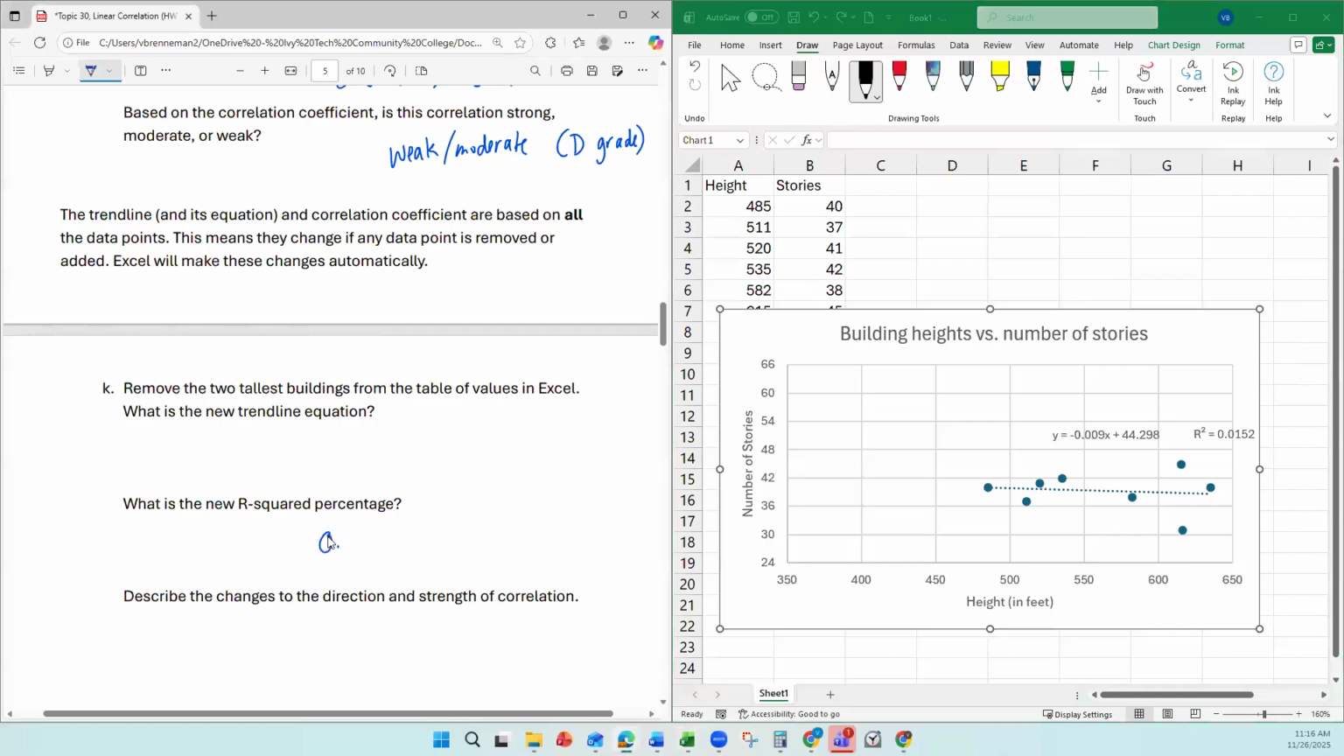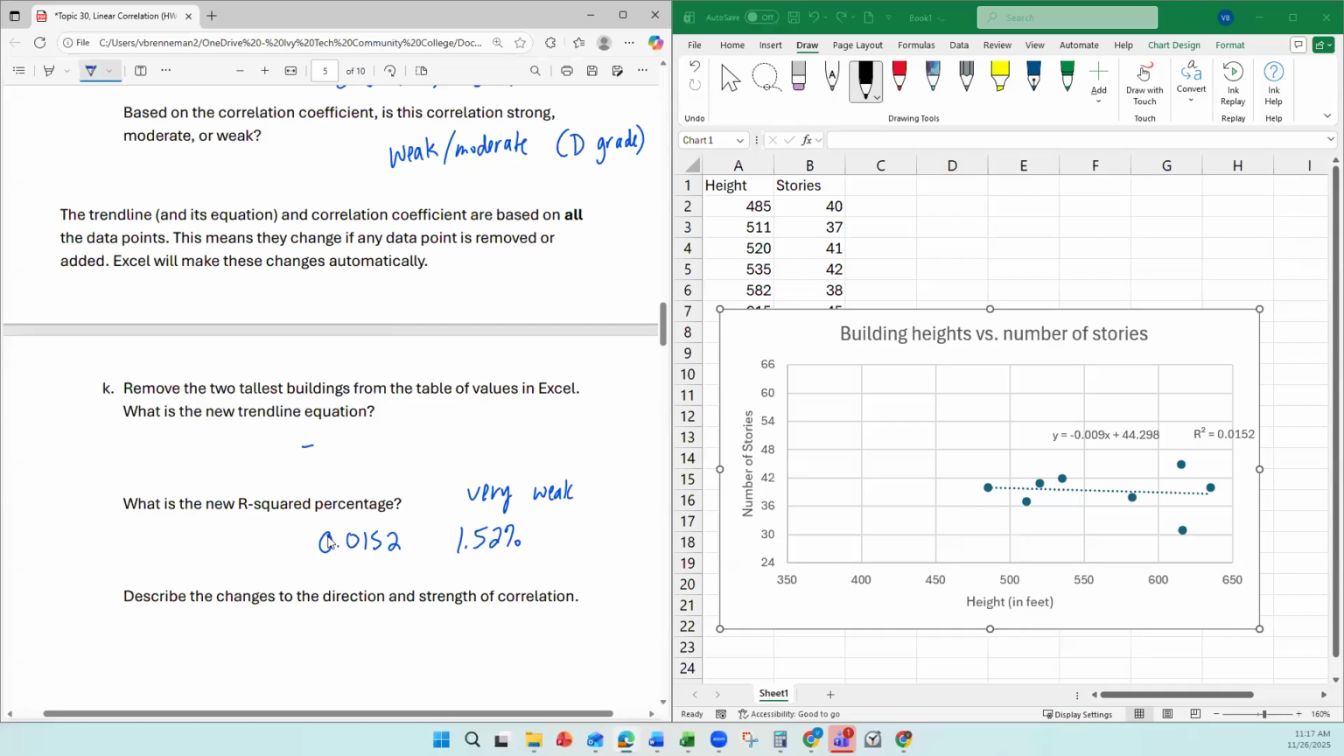So 0.0152 would be 1.52%. That would be a very low F. If somebody's getting that kind of grade, they really have not been doing almost any of the work. That would be very weak. You could probably really just say there's no correlation, but technically there's a tiny bit.